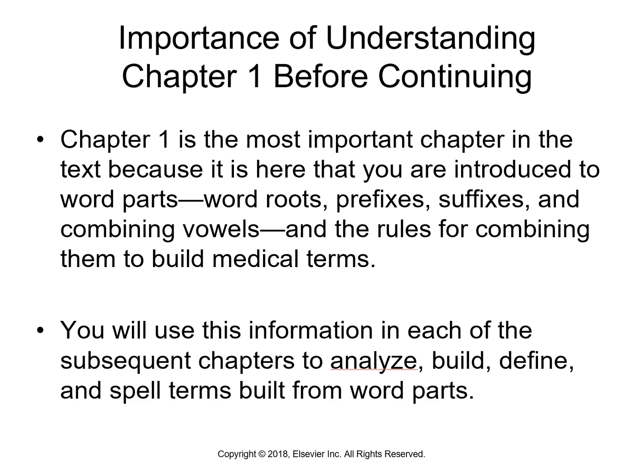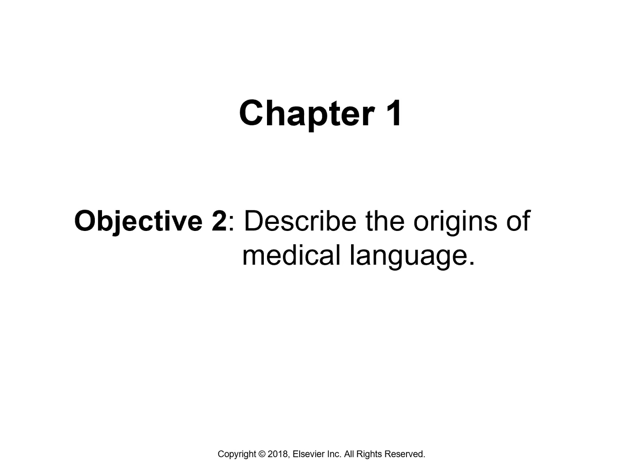So chapter 1 is very important to understand in order to be successful for the rest of the class, okay? Because in chapter 1, we're going to be introduced to the word parts: the word roots, prefixes, suffixes, and combining vowels, and the rules for combining these word parts to build medical terms. We're going to use all these rules for the rest of the course. So it is really important that you get this down now, the first time, okay? So in chapter 1, we want to describe the origins of medical language.